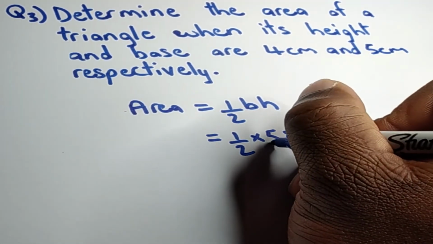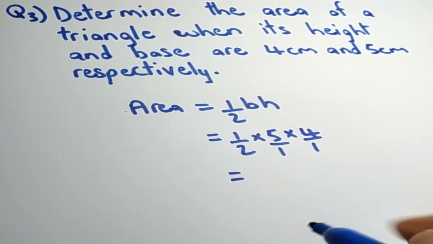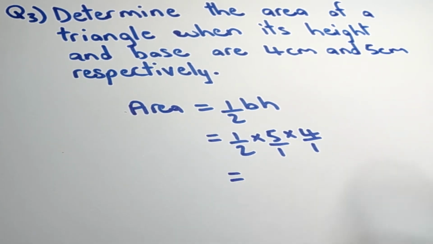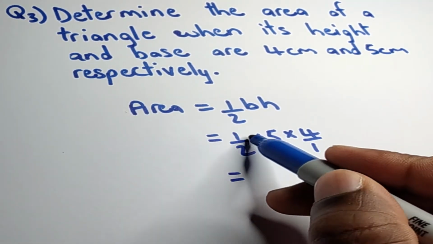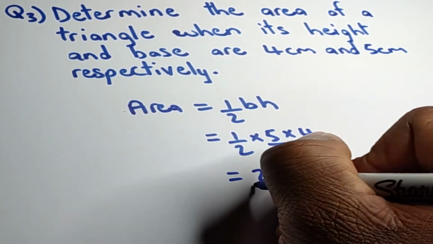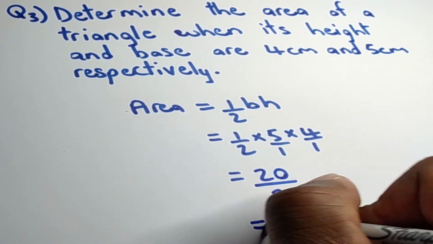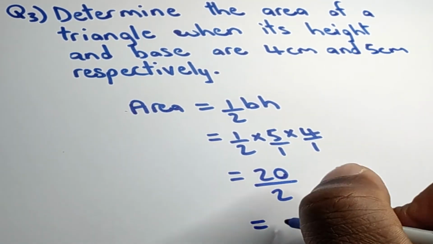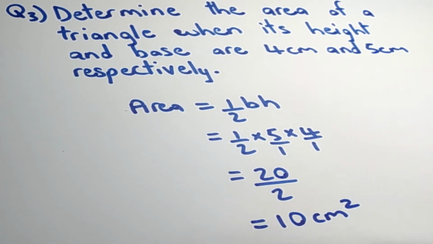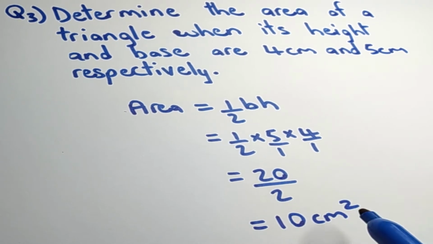Again, we can put the 5 over 1, 4 over 1 as well, and multiply numerators times numerators and denominators by denominators. So 1 times 5 times 4 is 20, over 2 times 1, that's 2, which is equal to 20 divided by 2, which is 10 centimeters squared. Again, that's very important. We measure area in squared units, so you can't forget about that.